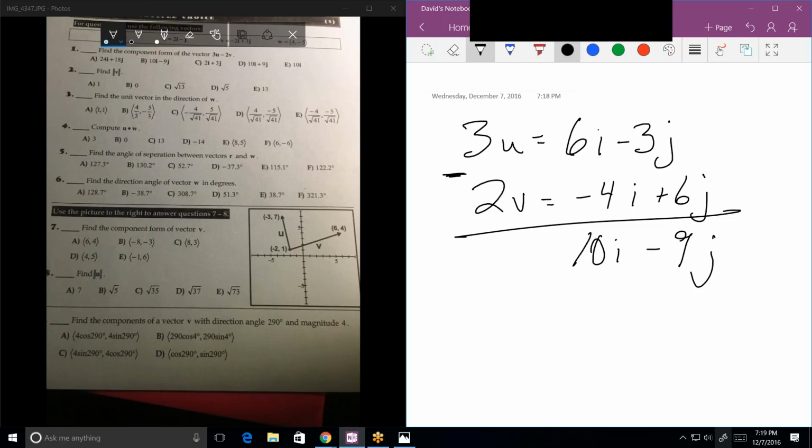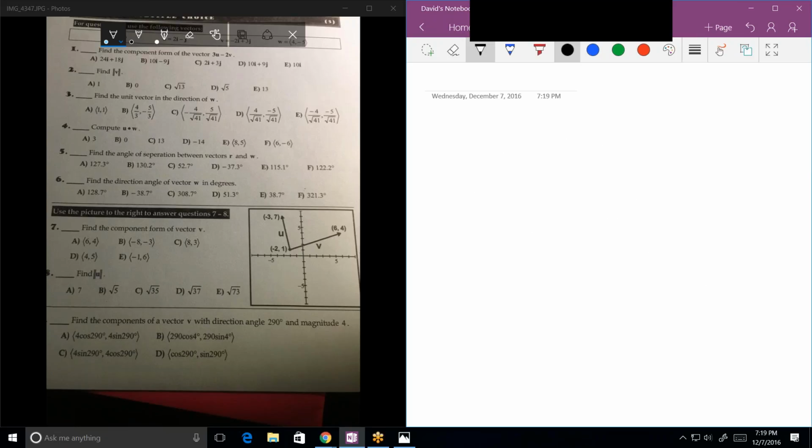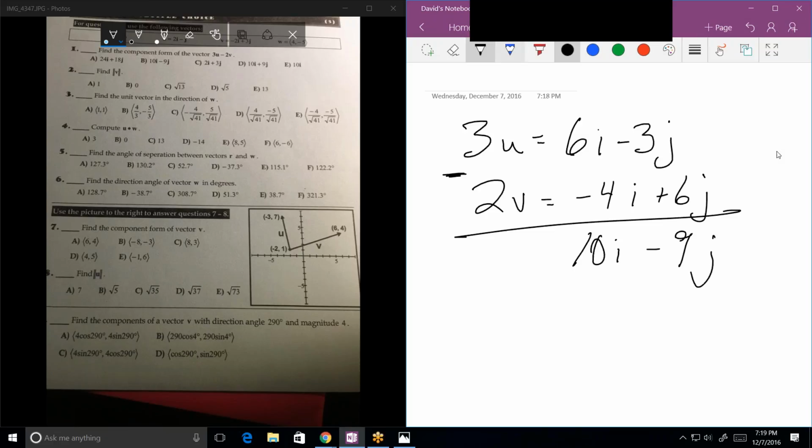10i, where did you see, oh, minus 9j, yeah, okay. Number 2, isn't it plus? No, I think it was minus. Because it was a negative 3 minus, oh, just kidding, yeah, it's minus, never mind. Okay.